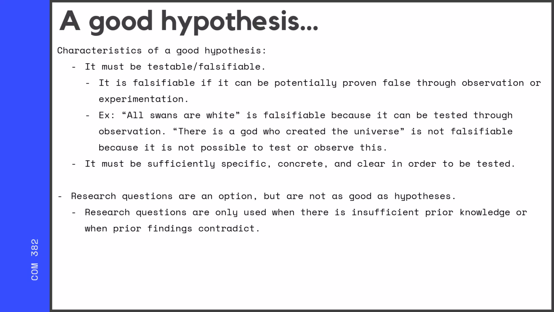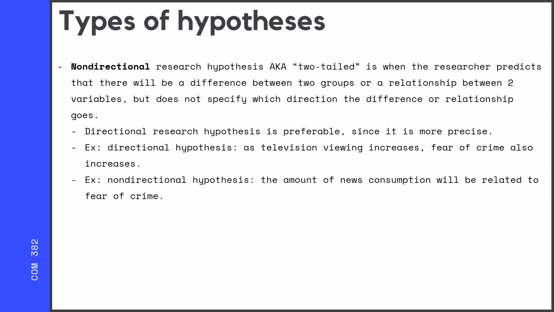Research questions are okay, but in general, we prefer hypotheses. Research questions are only used when there isn't enough prior knowledge in your literature review or if prior research findings contradict each other. But if you're going to do a study that's quantitative, you really want to try to have a hypothesis. And on top of that, you want to try to have a directional hypothesis. Non-directional hypotheses, also called two-tailed hypotheses, are when the researcher predicts that there will be a difference between two groups or a relationship between two variables, but does not specify what direction the difference or relationship goes.